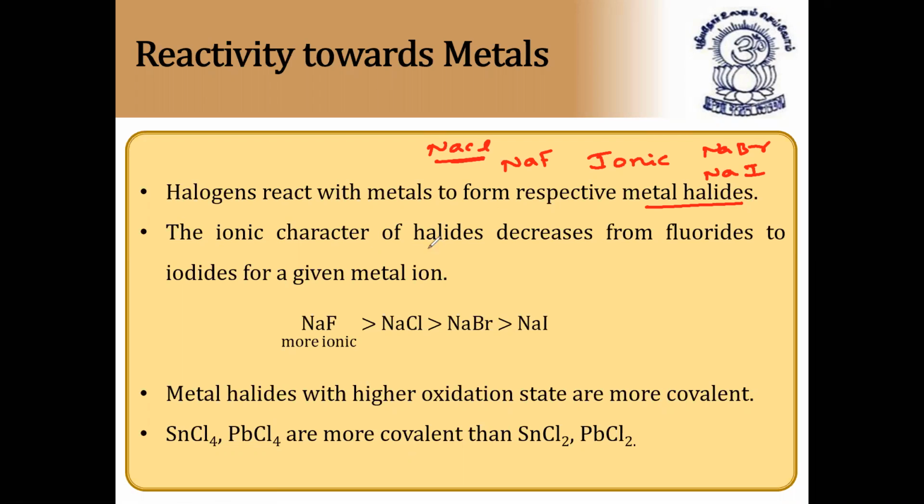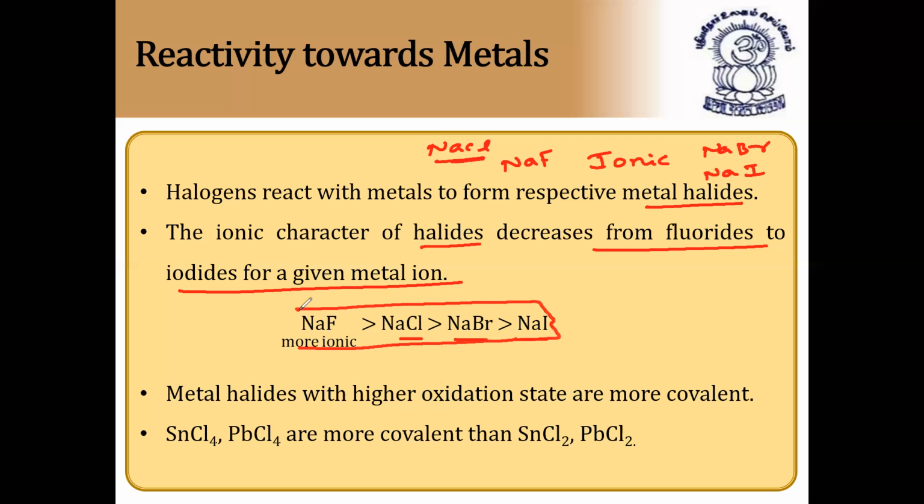The ionic character of halides decreases from fluorides to iodides for a given metal ion. So sodium fluoride is more ionic than sodium chloride, which is more ionic than sodium bromide, which is more ionic than sodium iodide. Sodium fluoride is more ionic. Why? Because the electronegativity value of fluorine is highest. If the electronegativity difference between the two combining elements is more, then it is more ionic in nature.